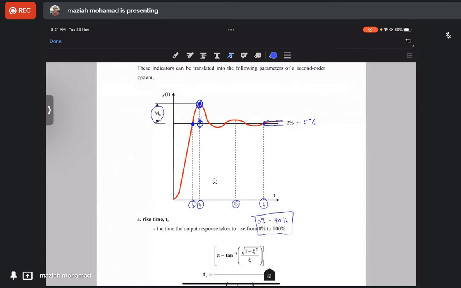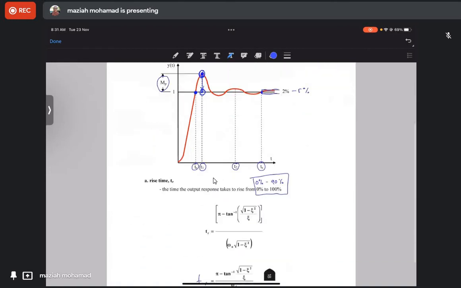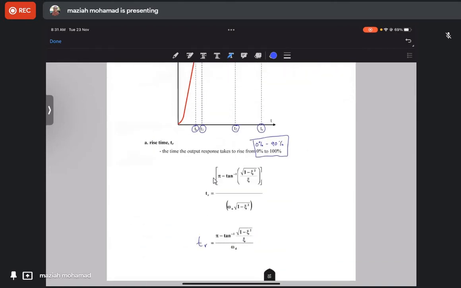Right. So these three indicators and all these parameters, rise time, maximum overshoot, T1, T2, and settling time. If you are able to calculate them, we will be able to sketch the behavior of the system and see how the system responds. Based on the parameters, we will be able to explain the behavior of the system. So the first one is rise time. I already showed the equation there.